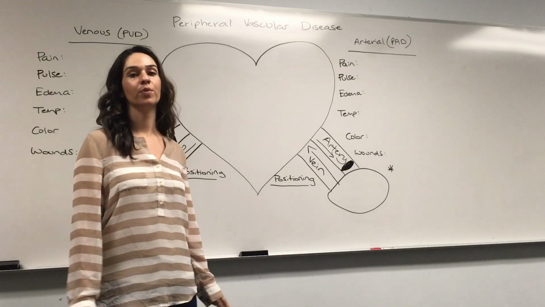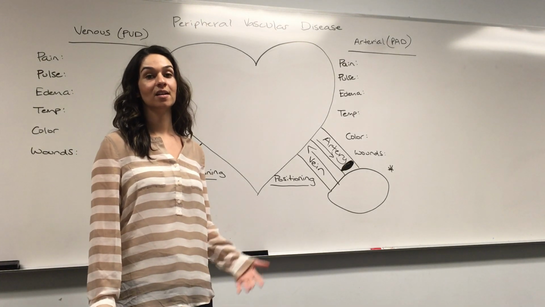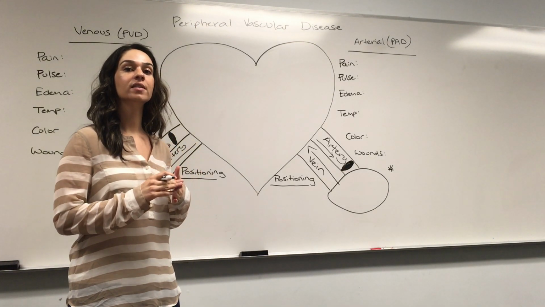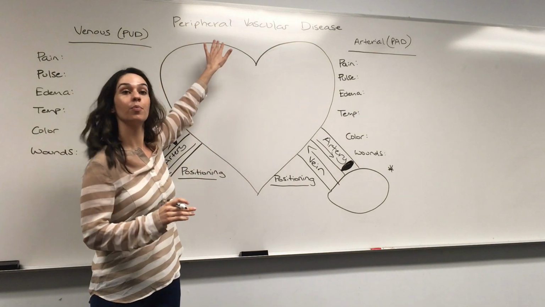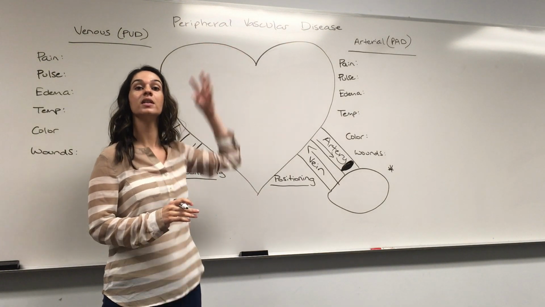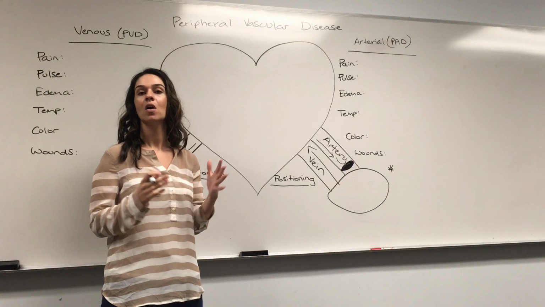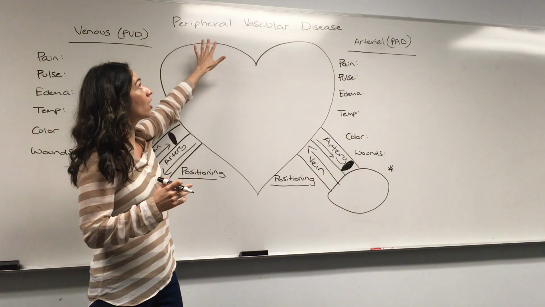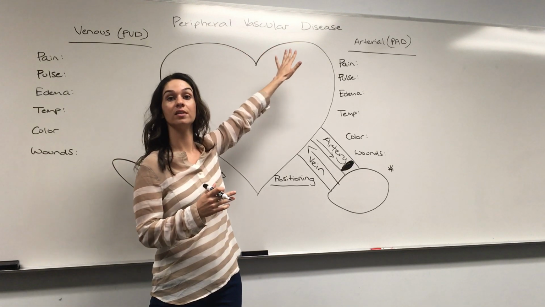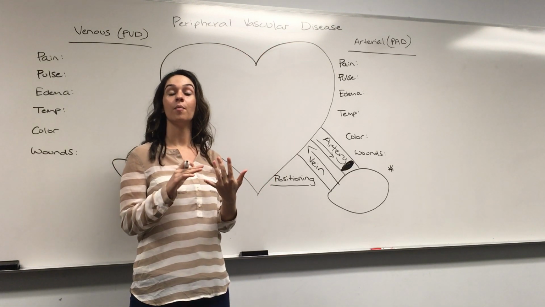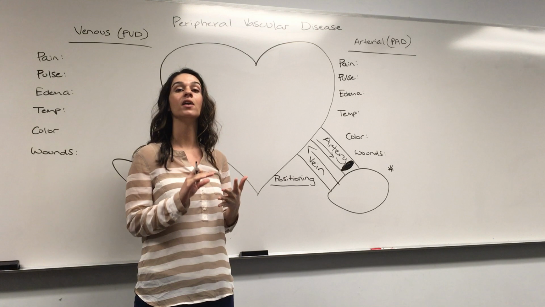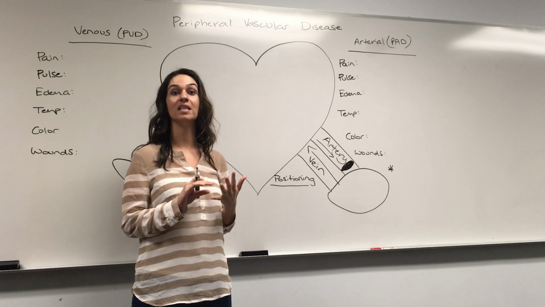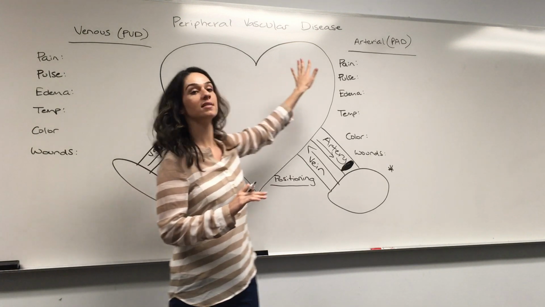Today we're going to talk about peripheral vascular disease. When we think about peripheral vascular disease, we're going to think about our peripheral blood vessels. So we're thinking our arms, our legs. We're not thinking about our heart or our brain. We understand our blood vessels can be our veins or our arteries, even our capillaries, but we're going to focus on veins and arteries today, and then disease.